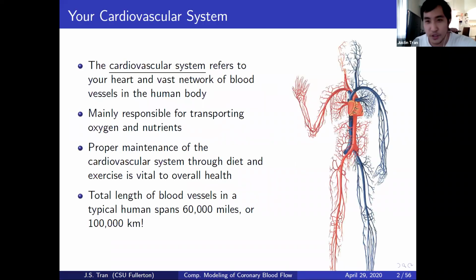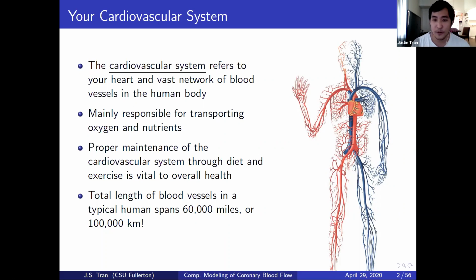So let's start with some background information. The first thing I like to start with is your cardiovascular system in general. Hopefully this brings back some memories from high school biology. When I say cardiovascular system, I mostly refer to your heart and the vast network of all the blood vessels in your body.